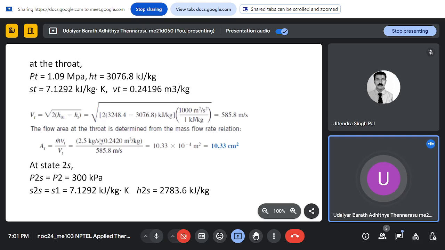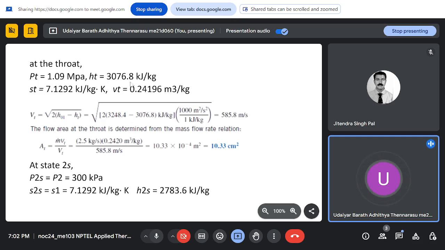The flow area at the throat is determined from the mass flow rate relation. I know the mass flow rate, I have estimated the specific volume, and I know the velocity. So using this I can find out the area of the throat section. Area times V is the volume flow rate, and m dot times specific volume is again the volume flow rate, so I can estimate the area. That comes out to be 10.33 times 10 power minus 4 meter square, or 10.33 centimeter square.